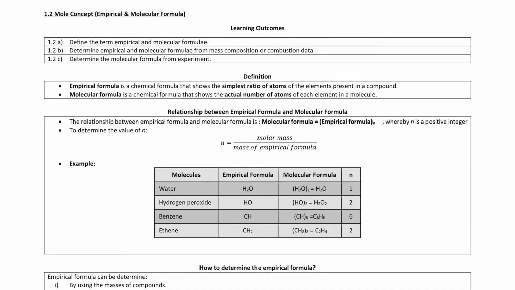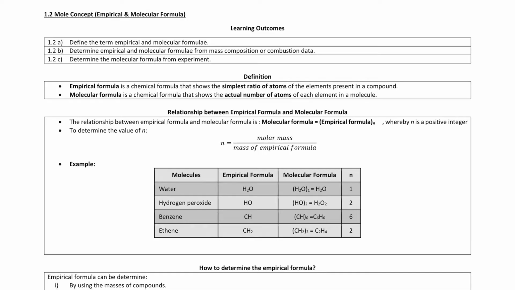So in this video we are going to learn a new subtopic in chapter 1, which is chapter 1.2 mole concept, specifically empirical and molecular formula. By the end of this video, you should be able to define the terms empirical and molecular formula, and then determine the empirical and molecular formula from mass composition or combustion data. That means over here you need to do some calculation. Lastly, you should be able to determine the molecular formula from experiment. Once you know how to calculate the molecular formula of a compound, you can apply that to determine the molecular formula of the compound in experiment 1.